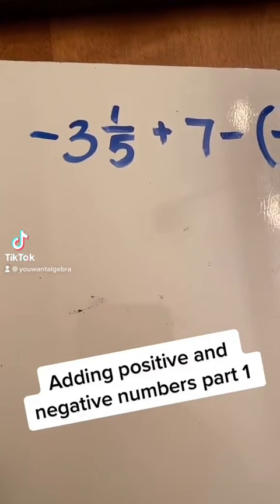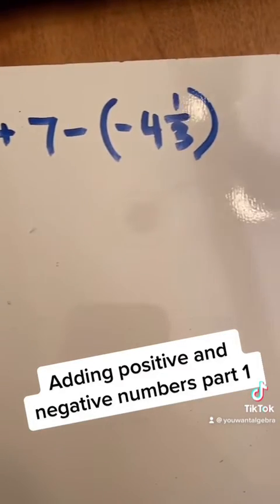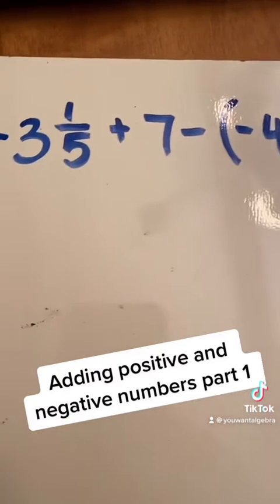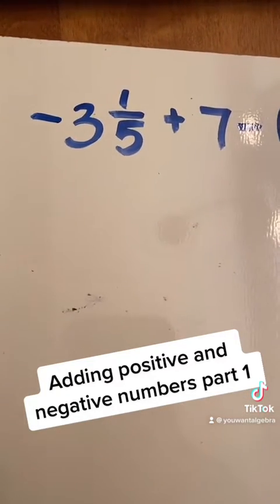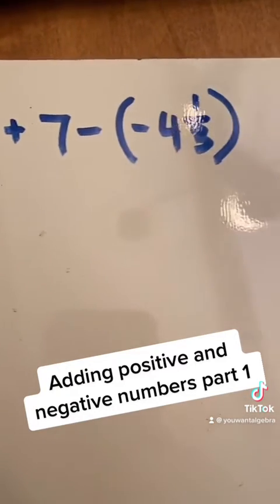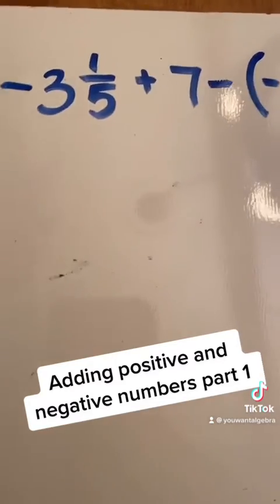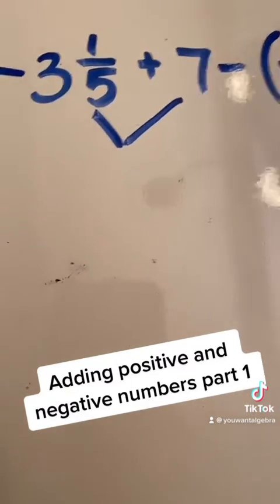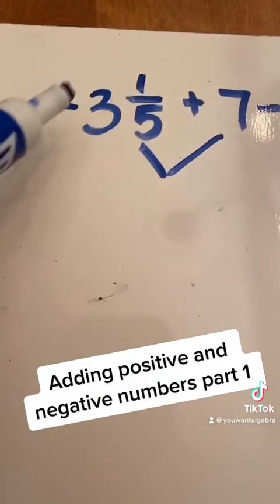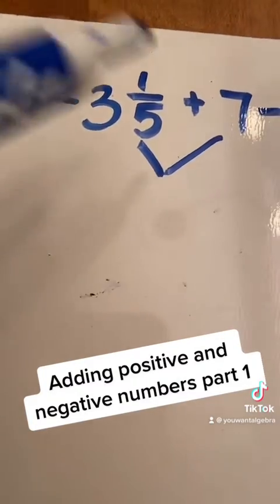Okay, this is an addition problem with a bunch of different positive and negative numbers. So you can see I have these three different numbers. Because they're all addition and subtraction problems, I am going to start over here with the left, and I'm going to work with these two numbers to start. Now, one thing I should notice is that I'm adding a negative number and a positive number.